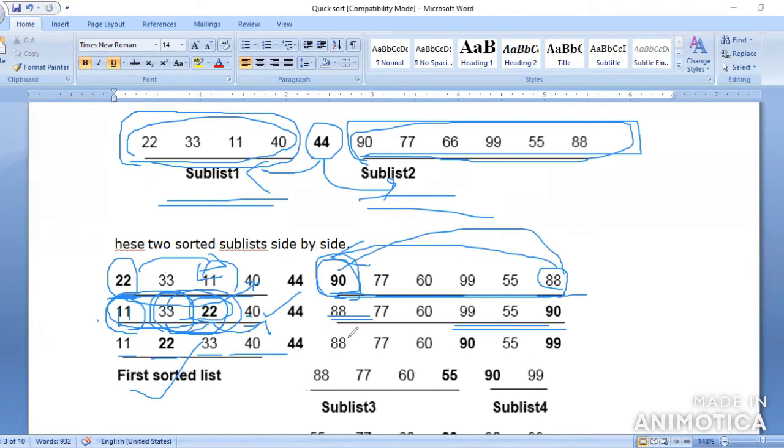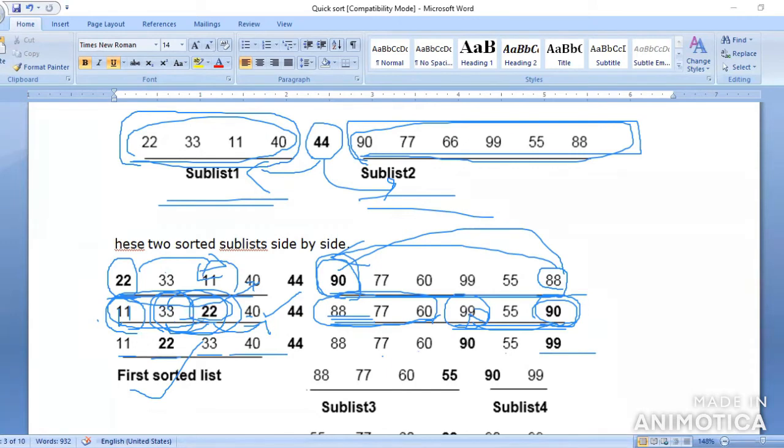Okay, now you can check 88. Now you can check 90. Check 90 against 88, 77, 60. Out of them, all of these values are smaller than the pivot element. Only 99 is the greatest element. Now you can swap the elements. So 88, 77, 60, 90, 55, 99. It's correct.